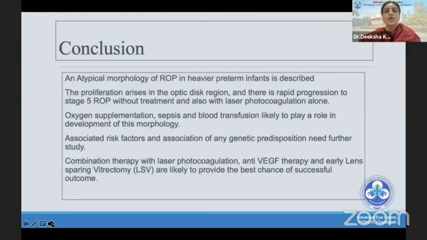To conclude, an atypical morphology of ROP in heavier preterm infants is described. The proliferation arises in the optic disc region and there is rapid progression to stage 5 ROP. Combination therapy appears to offer the best chance of successful outcome. Thank you.